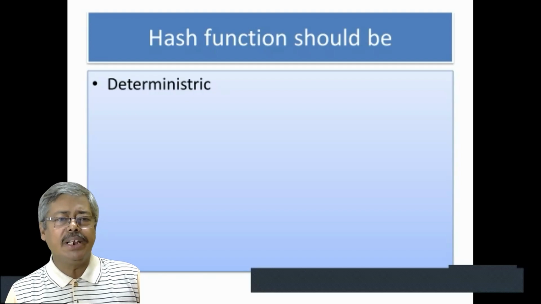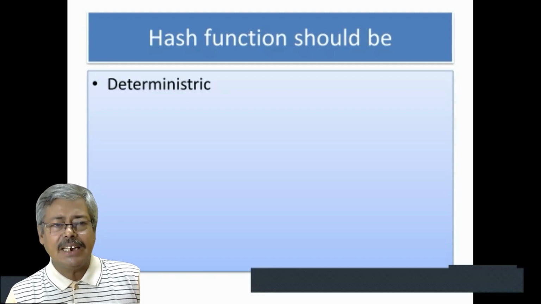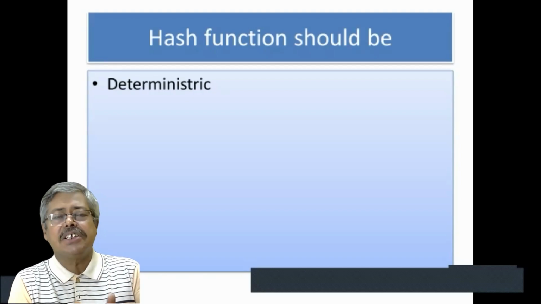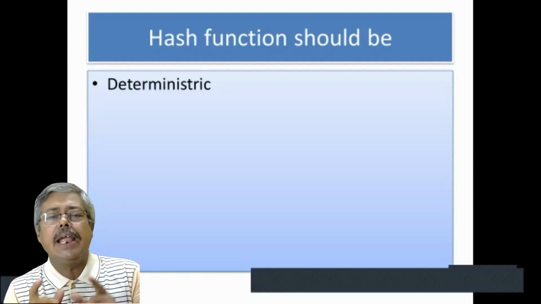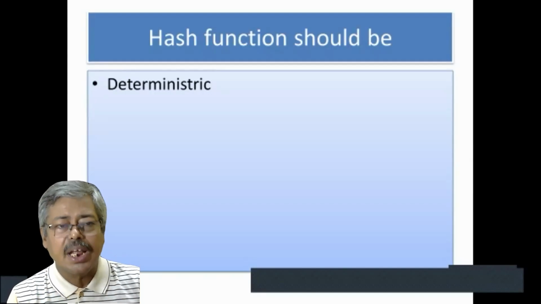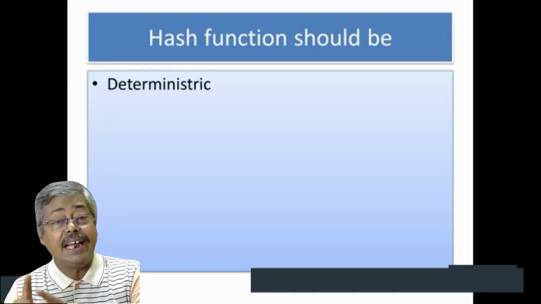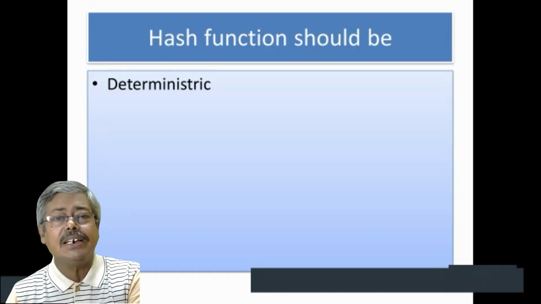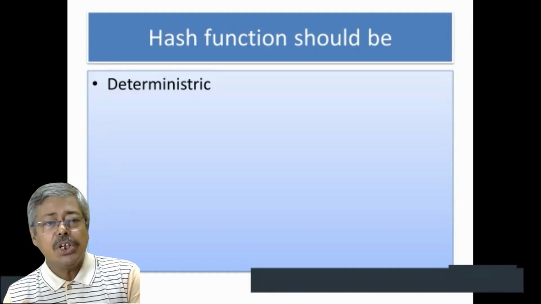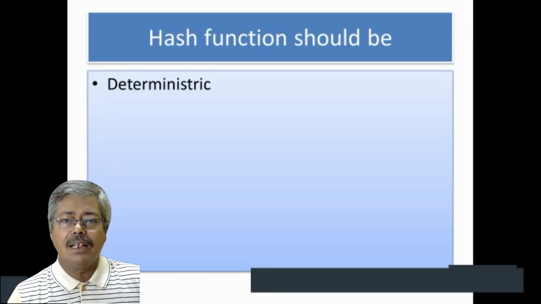A hash function should be deterministic. What is deterministic? When a hash function is applied, it generates a code called the hash code, and this hash code identifies the data location number, the data location position. So it is a deterministic hash function.